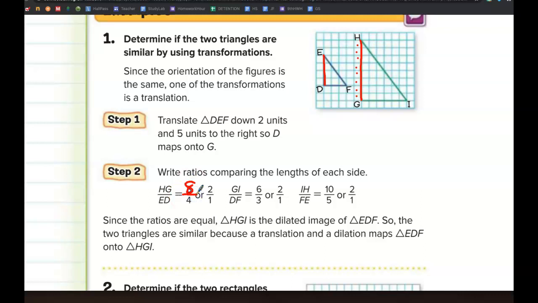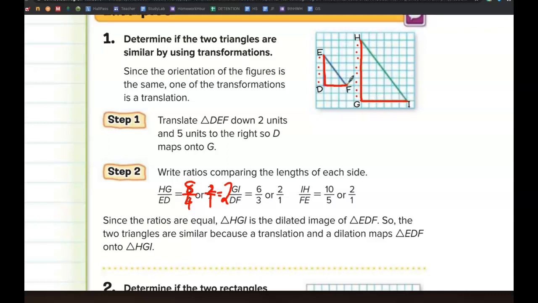DE or ED is 1, 2, 3, 4. When we simplify, we get 2 over 1. It's 2 whole things. Any whole number is over 1. When we find similar figures, you only have to compare 2 sides. So what's my other side that's easy to compare? My hypotenuse or my base? Your base. So GI and DF.